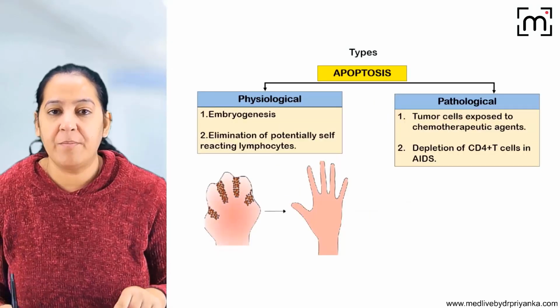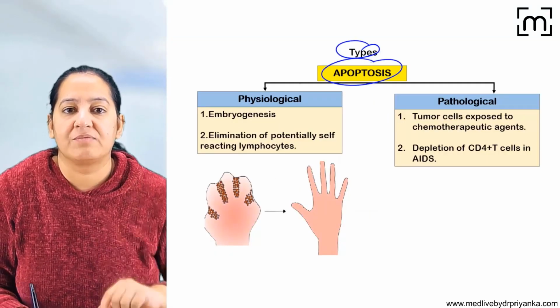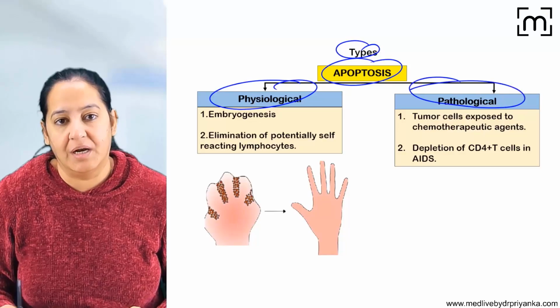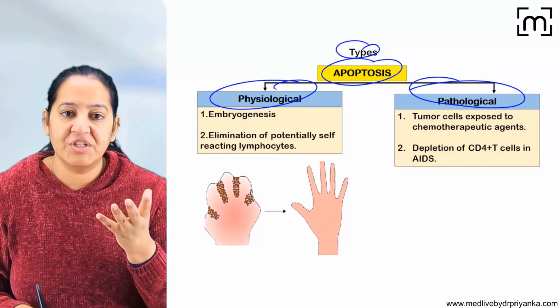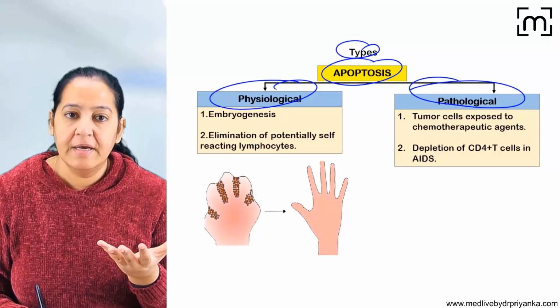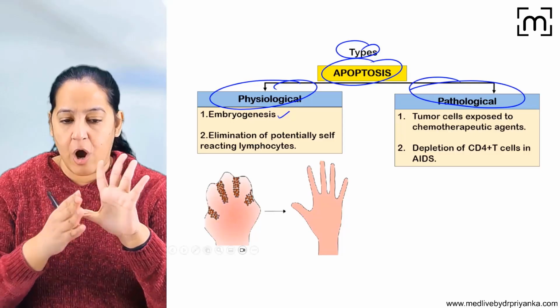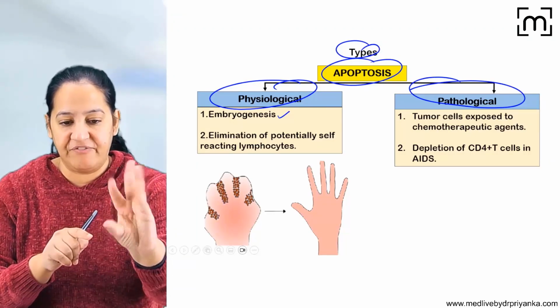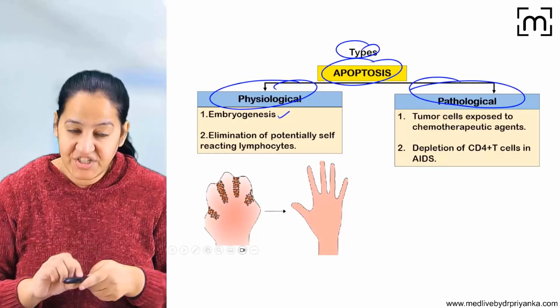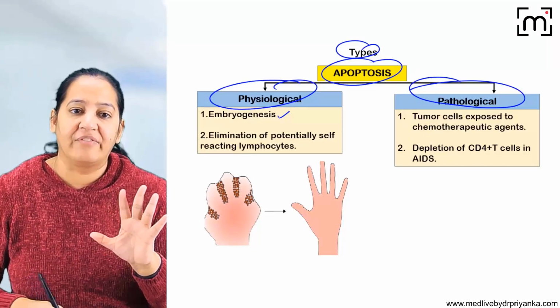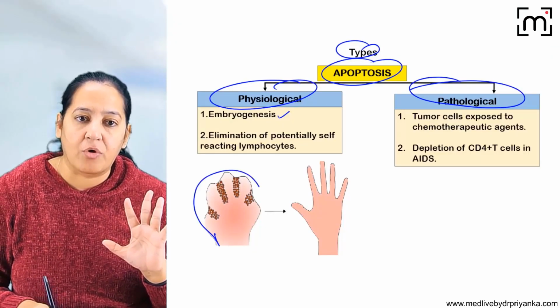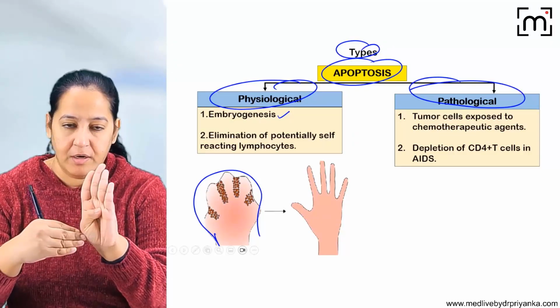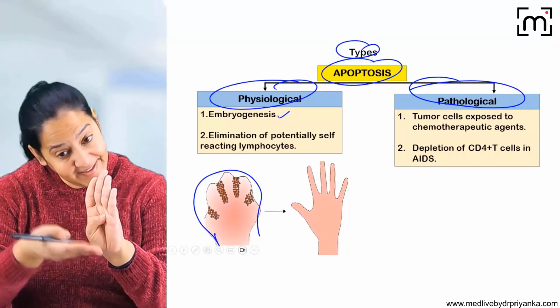Okay, now what are the types of apoptosis? There are two types of apoptosis, physiological and pathological. What is physiological? It occurs in the human body normally. So during embryogenesis, have you ever thought how our hands are formed? Can you see our hands? There are 5 digits in our hands. Initially, during embryo life, the hand is formed like a block. Can you see? It's like a complete block. And then the digits are formed.